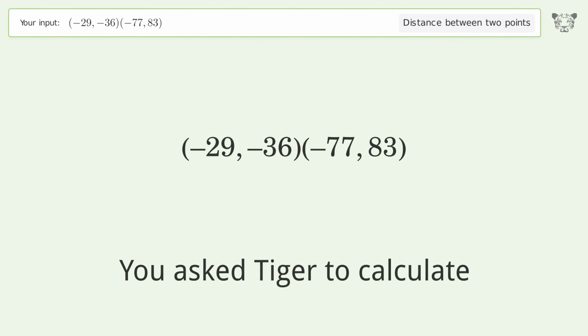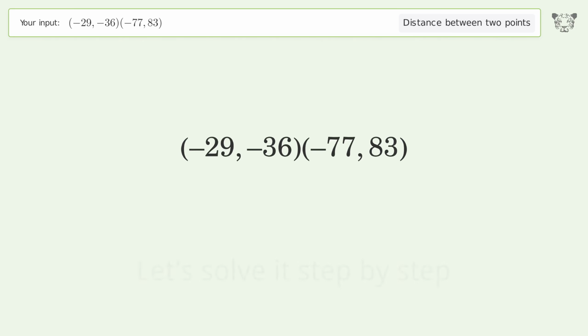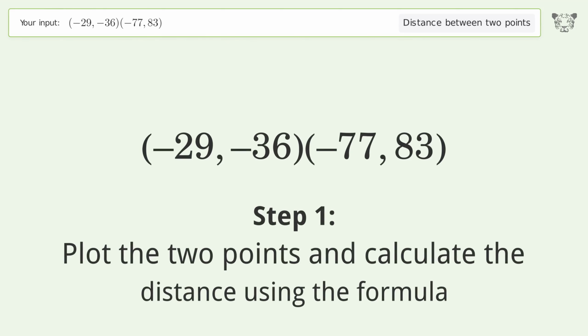You ask Tiger to calculate. This deals with the distance between 2 points. The distance between the 2 points is the square root of 16,465 or 128.316. Let's solve it step by step. Plot the 2 points and calculate the distance using the formula.